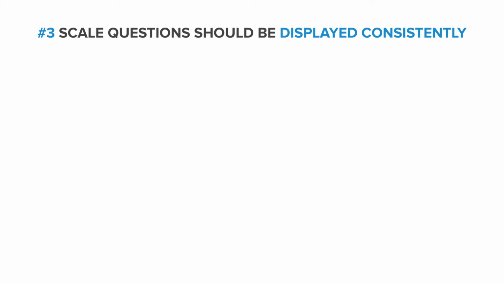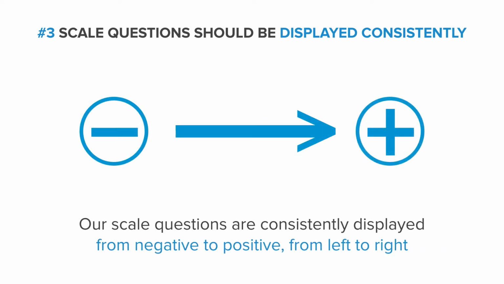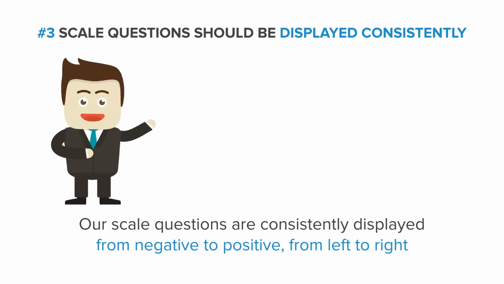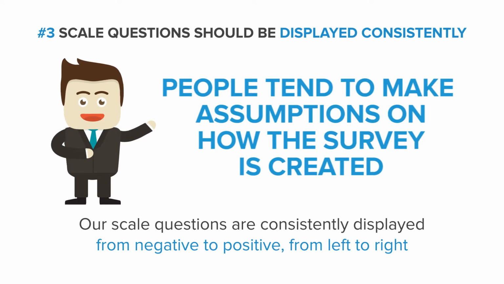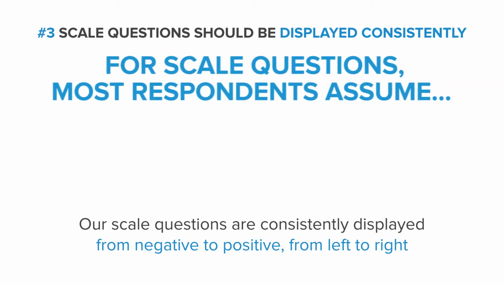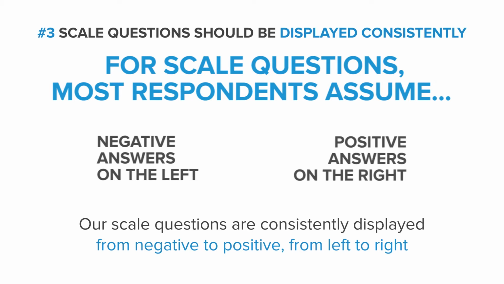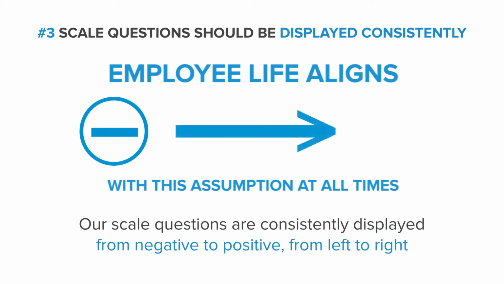Scale type questions are very common in employee surveys and are particularly good for the purposes of measurement. They usually include a statement and the respondent is asked to rate that statement. Our experience tells us that when completing surveys, people also tend to make assumptions about how the survey is presented. For scale questions, most respondents assume that the negative answer is on the left and the positive answer is on the right. Employee Life aligns with this assumption at all times.